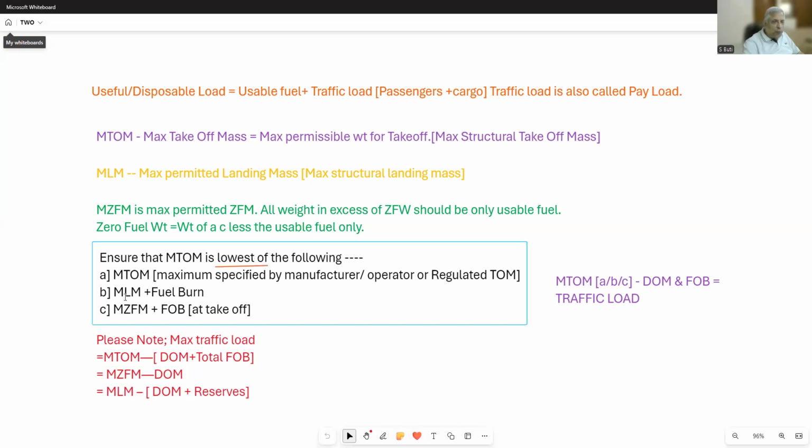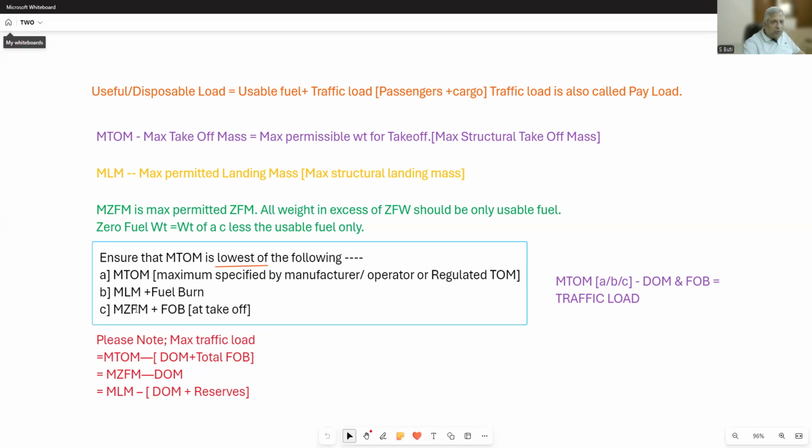Then to your maximum landing mass, which is given to you, add the fuel you are going to burn, which means this should be your takeoff weight, so that after burning this fuel, when you reach the other end, your aircraft is within landing mass.